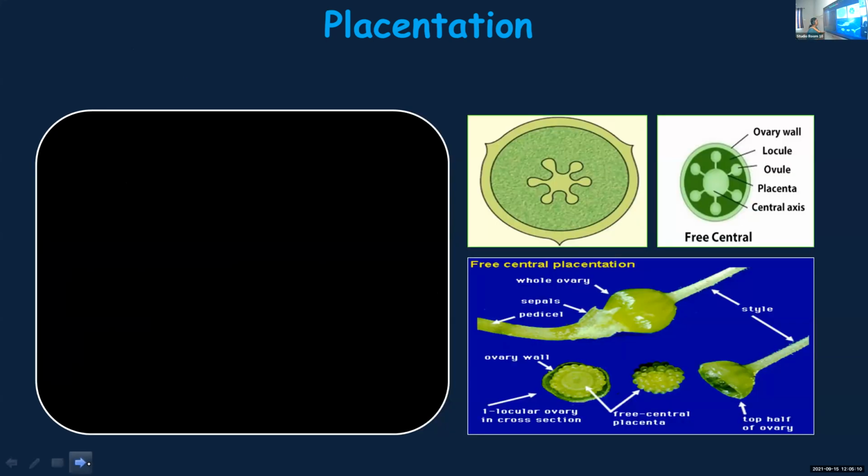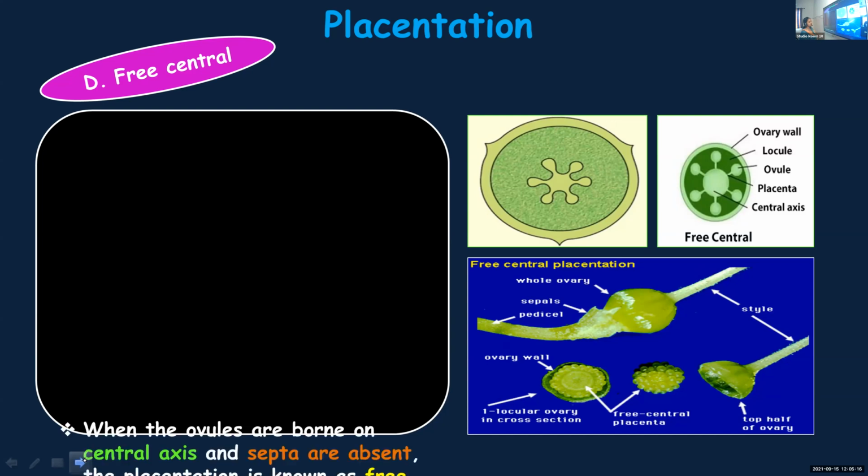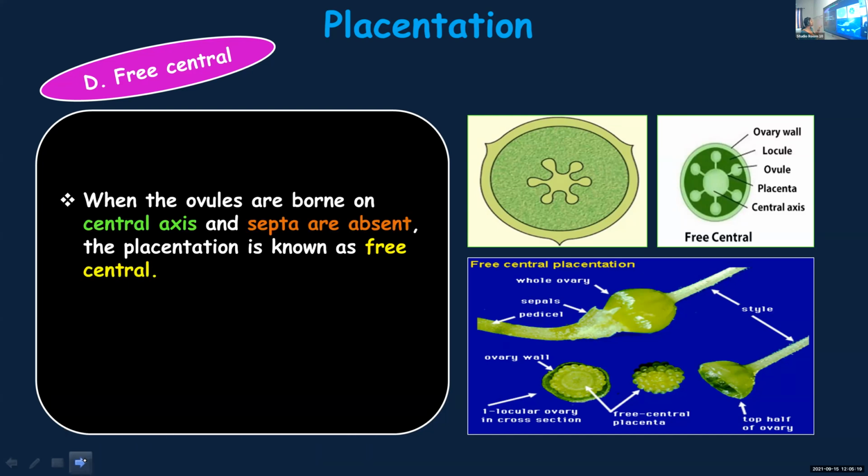Example, mustard and argemone. Then comes free central placentation. As you can see in the figure, the ovules are arranged at the center. When these are borne on the central axis and no septa, you cannot find any partition. There is no division. You can see in the second figure a central axis, and to that, the ovules are attached. This placentation is known as free central. Here also, we cannot find any chambers. Septa are absent to divide the ovary into chambers. Just one chamber. Ovules are arranged on the central axis.